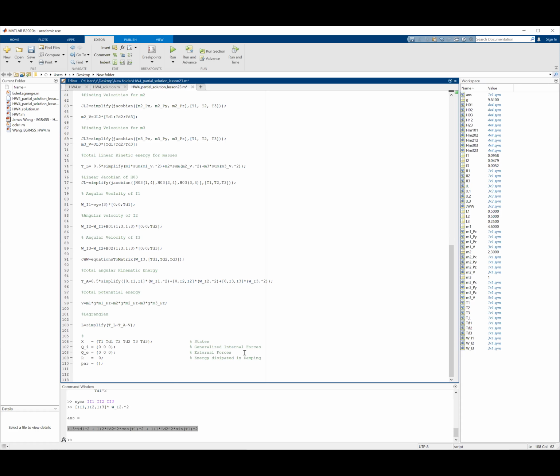That is nothing but Jacobian transpose multiplied by the force at the end effector. So if there are any external forces, and you want to find out if you need to provide those, this would be the Jacobian transpose multiplied by the force at the end effector. There is no energy dissipated in damping, so zero, and there are no parameters.